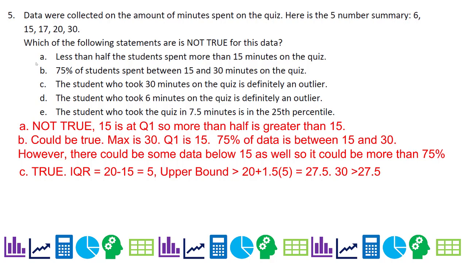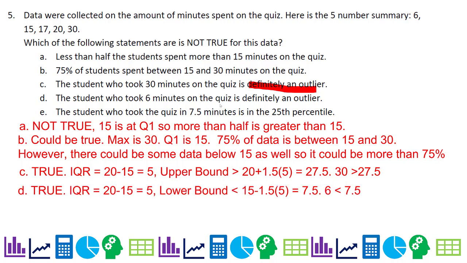IQR is 20 minus 15, which is 5. For the upper bound, we take Q3, which is 20, plus 1.5 times 5, which is 27.5. So we know that 30 minutes is definitely an outlier. That doesn't look too good, does it? I should change it to yellow. All right, and then let's look at D. D is the lower boundary, and we take Q1.